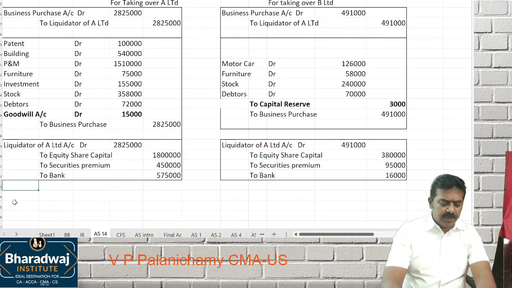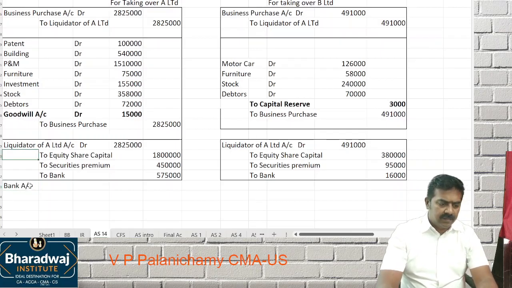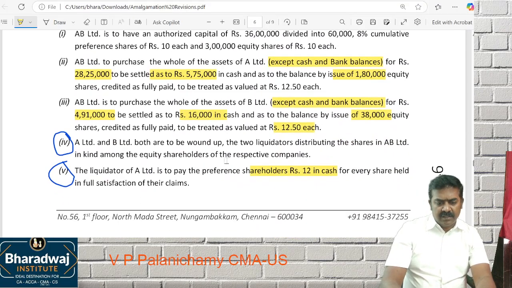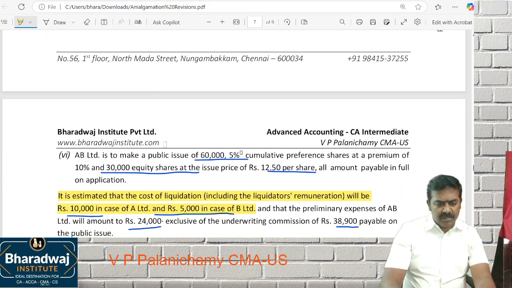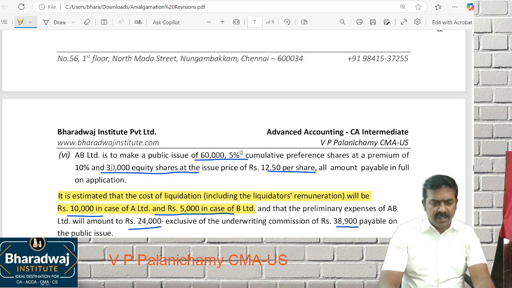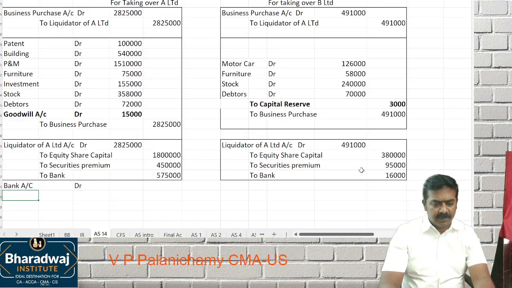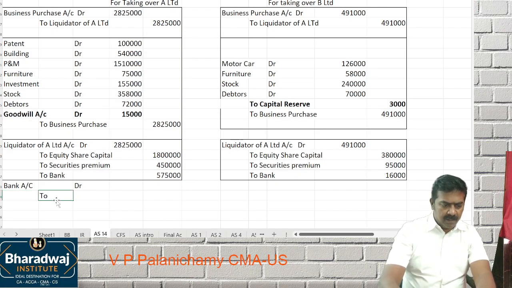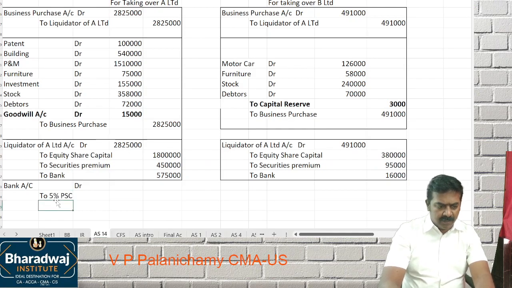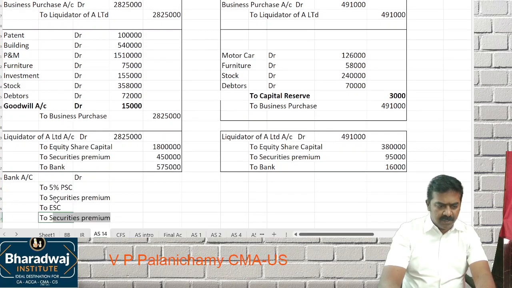There is a public issue. There is a public issue given in the books of the purchasing company. Look at this. A Limited made a public issue of 6,000 preference shares at a premium of 10%, 30,000 equity shares at a price of what? 12.5 they have given. To 5% preference share capital, to securities premium, to equity share capital, to securities premium.